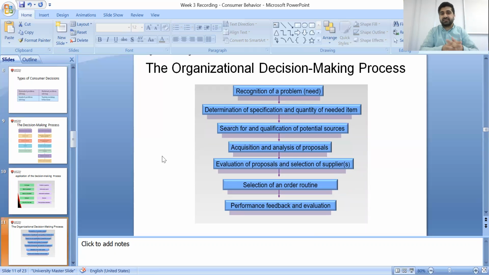In organizational decision making, as I discussed earlier, in the first stage we identify the need. We then determine the specification and quantity of the needed item. We search for the potential suppliers or potential sources. We analyze the proposals, we prepare the proposals, and then we select the best supplier. We make the orders, and after ordering, we receive performance feedback and evaluation. Performance feedback and evaluation comes at the end, after we order anything from the supplier.